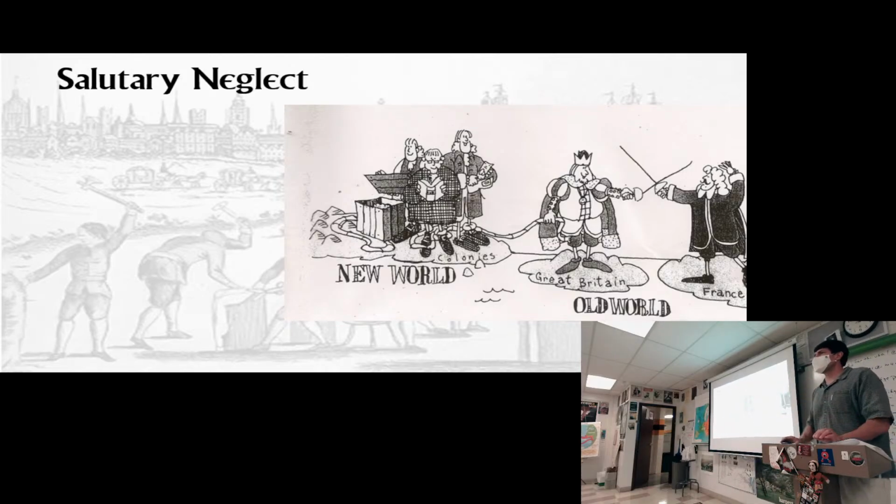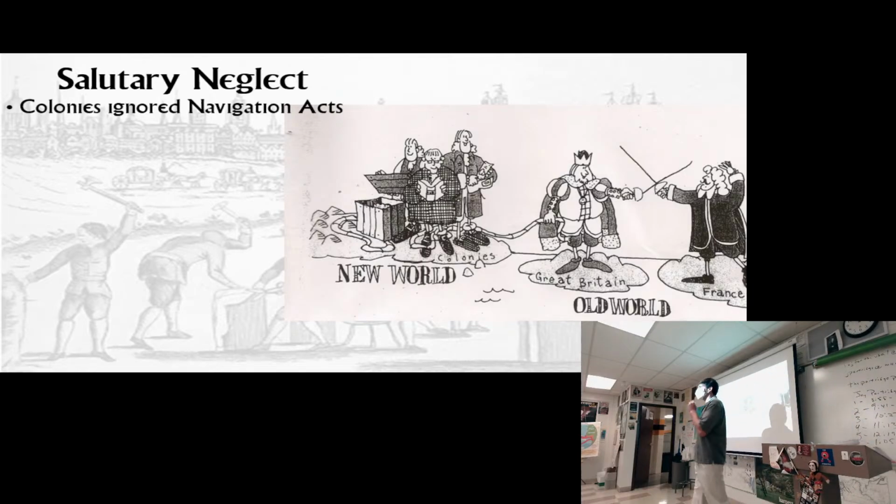Because the colonies ignored it, British merchants actually did better without the restrictions. The colonists just didn't obey the Navigation Acts. Technically, they're all a bunch of smugglers. In fact, the most famous smuggler in U.S. history would get rich off it.